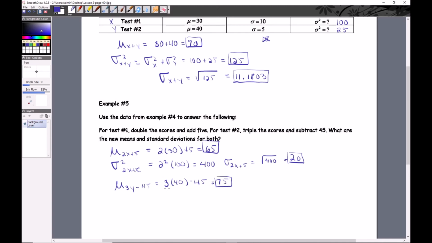There it is. And then to get your variance of 3y minus 45, again, you don't need the 45. That'll just be 3 squared times your original variance, which will be 25, or 5 squared, whichever. And that'll be 9 times 25, which is 225. And so your standard deviation of 3y minus 45 is just the square root of that. All right, and that'll give you 15.